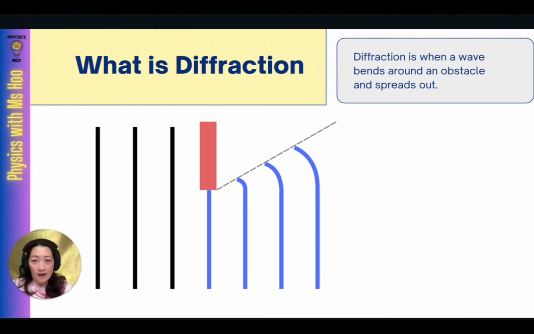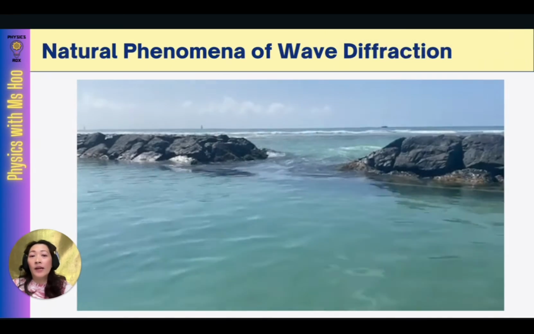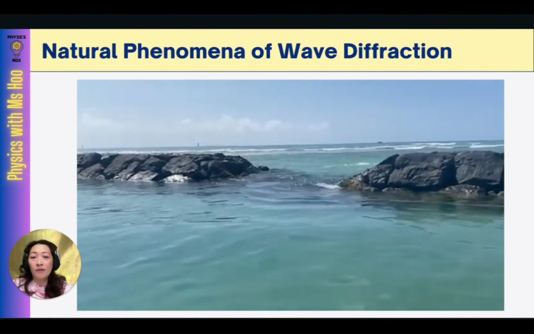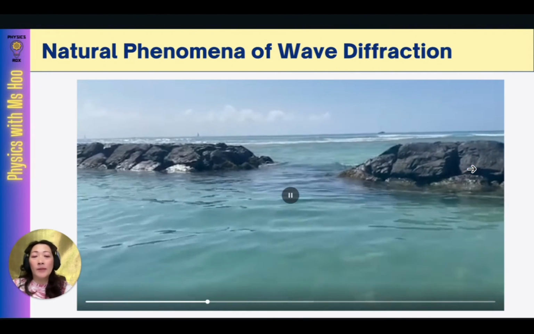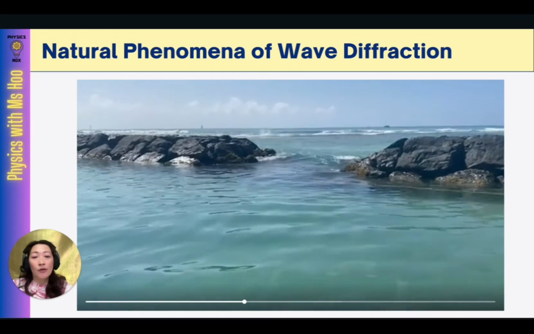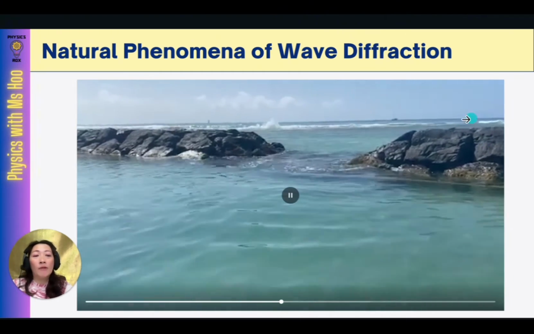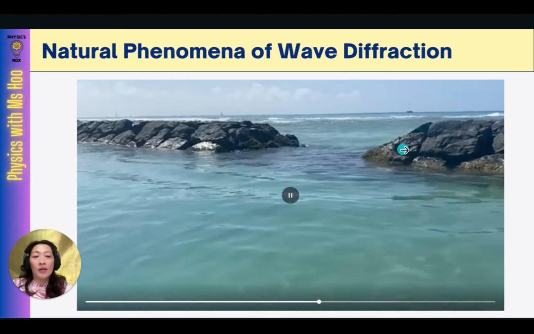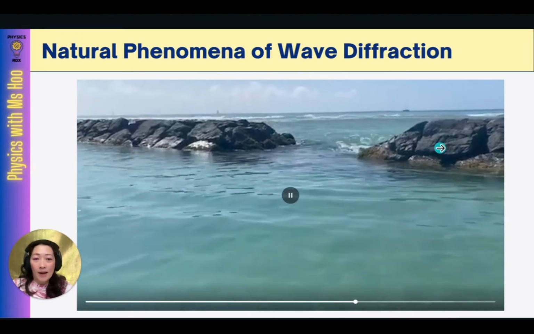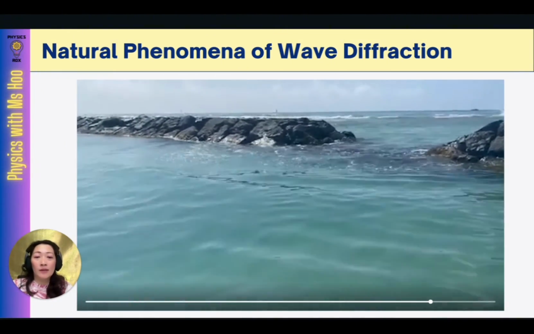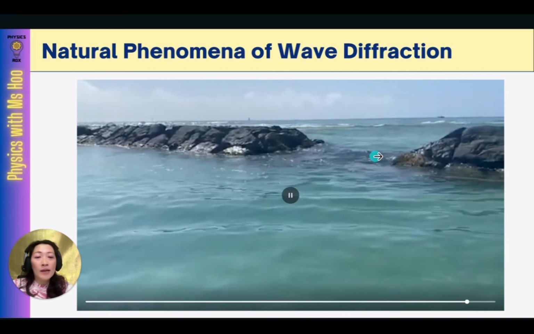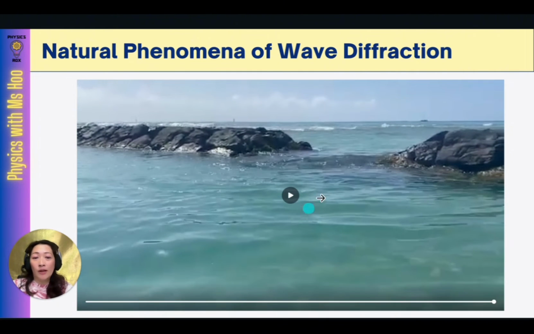Now, diffraction does occur every day, and this video will show us very clearly how water waves are able to undergo diffraction. You can see these two barriers of rocks are creating obstacles that are blocking the water waves. The water waves are traveling from out here in the middle of the ocean through the gap. As the wave passes through the gap, you can see that the wave spreads out on both sides of the obstacles. You would expect only this part of the wave to travel through if there's no diffraction, but as the wave passes through, the wave actually goes all the way from barrier to barrier.